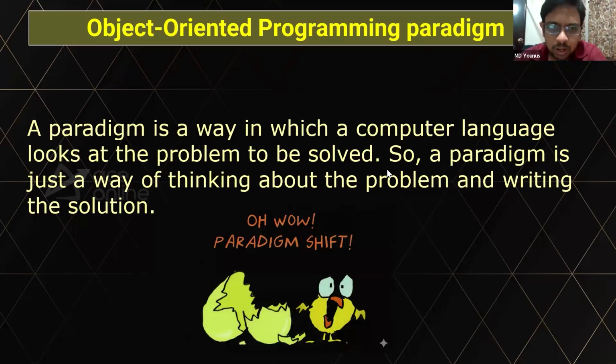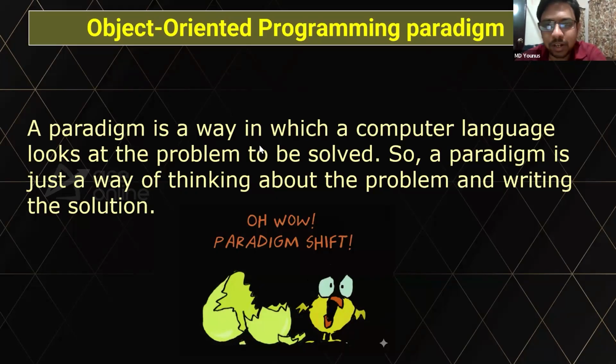As you can see in this diagram, the character says, wow, I have a paradigm shift. A paradigm is nothing but the way he sees the world. Before, he was in the egg, so that was his world, but now he came out of it and can see a new world. We're going to have a paradigm shift today because you have learned procedural oriented programming with C language, but now you will be learning an object-oriented programming language. You're going to go from one paradigm to another paradigm.